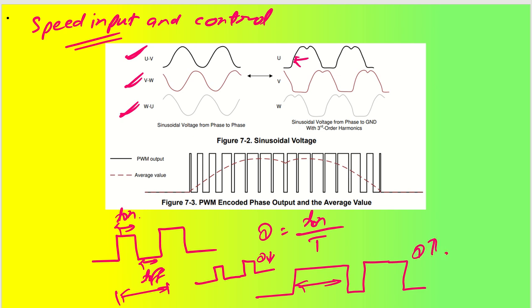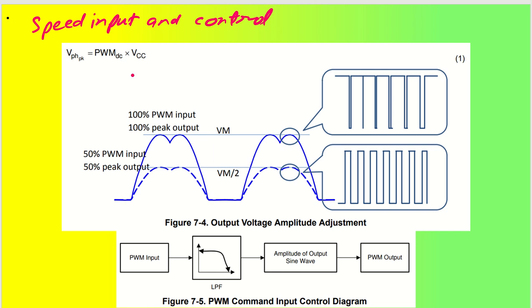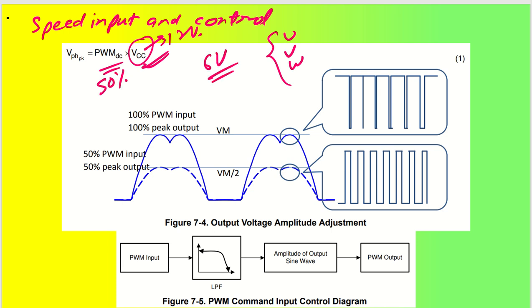Now coming back to the output voltage that you will see at the motor. You have U, V, W phases of the motor. So what is the voltage that you will see? Let us say VCC is the supply voltage, which is 12 volt. If you give PWM 50%, you will see 6 volt at the output of the motor, okay? This is the understanding that we should have.